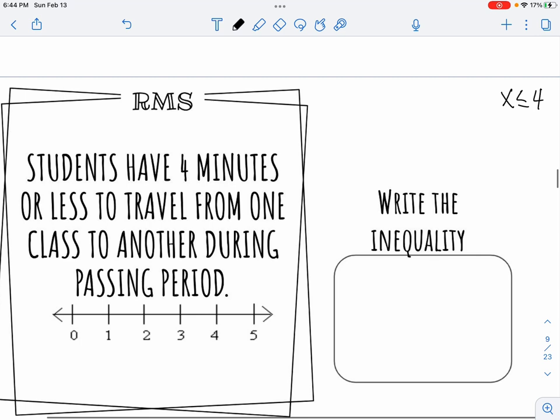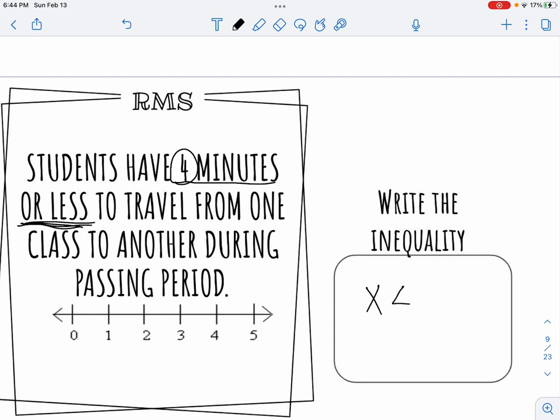Okay, so right here, this is how we would graph them from a situation. Students have 4 minutes or less to travel from one class to another during passing periods. So when I graph it, we're going to have x minutes, because it may take them 4 minutes or less, so that's going to include the 4. So x is less than or equal to 4 to travel from one class period to another during passing periods.